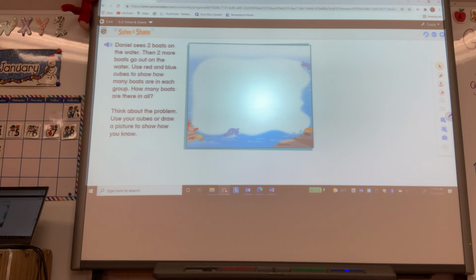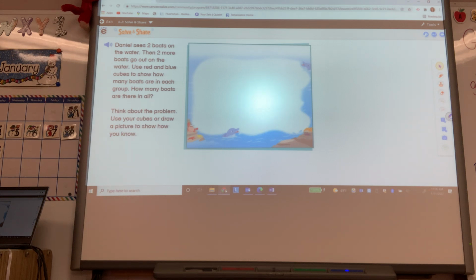So on page 205, Daniel sees 2 boats on the water. Then 2 more boats go out on the water. Use red and blue cubes to show how many boats are in each group. How many boats are there in all?